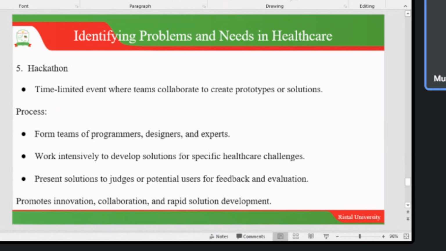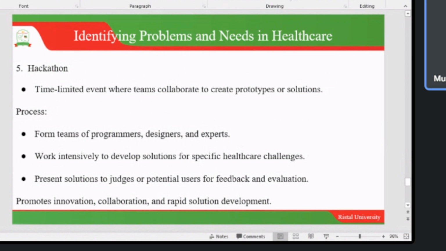Okay, but in this case it is always time limited. So you have hackathons lasting for 1 day or 1 week or 2 days, so that you come up with these solutions very fast. Okay, but also work in teams. So the teams then present the solutions that have been created in the form of a prototype to these judges or potential users for feedback and evaluation.